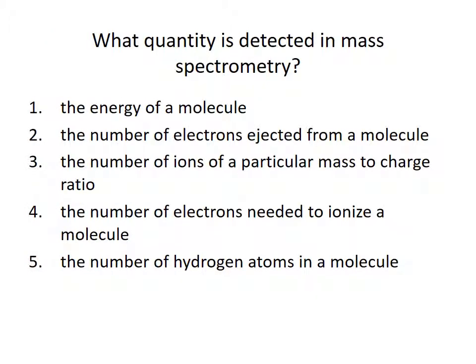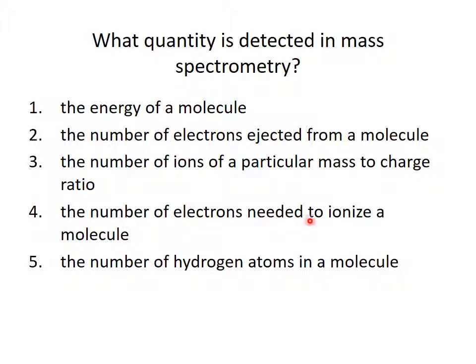What do we detect in mass spec? Well, it's not the energy of a molecule, although it will take energy to ionize a molecule, and we use the energy of a magnetic field to deflect the ion. We're not measuring the energy of the molecule. We also aren't measuring the number of electrons ejected. We eject an electron, but we don't measure how many. We just eject one and then do a detection on what results.